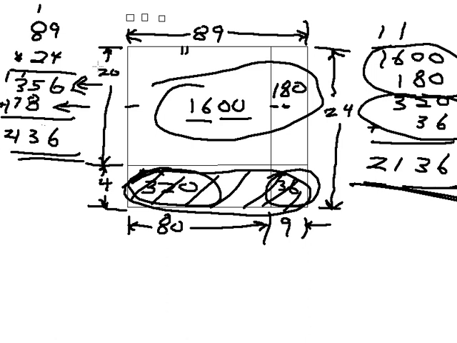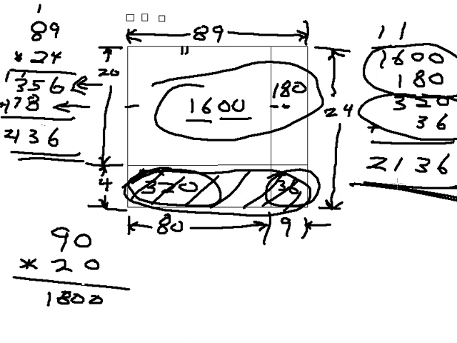Okay. Let's estimate. 80 is pretty close to 90. 24 is pretty close to 20. 2 times 9 is 18. We expect an answer close to 1800. We got 2100. Okay, we are A-okay.